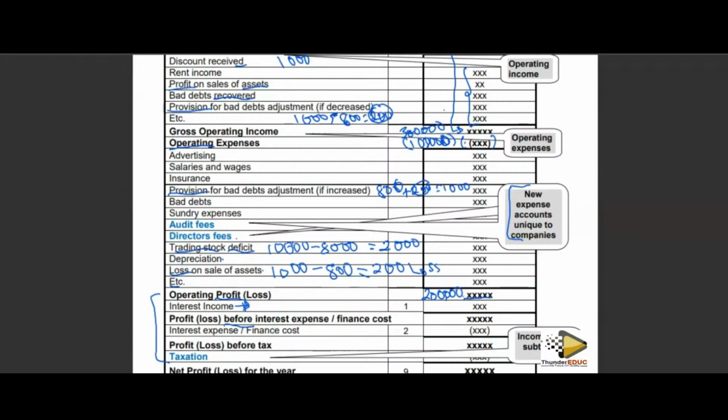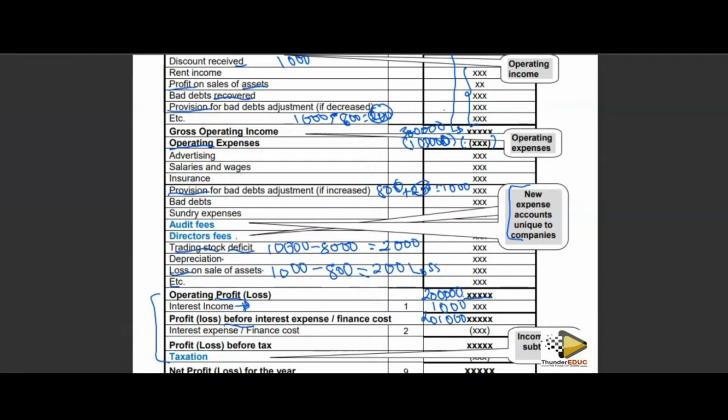Okay, it is under this figure. Now, if we get this, let's say our interest income was 1,000 rand. It means that our profit before interest expense will be 201,000. Then we shall add it after determining this figure here. It will be 201,000.